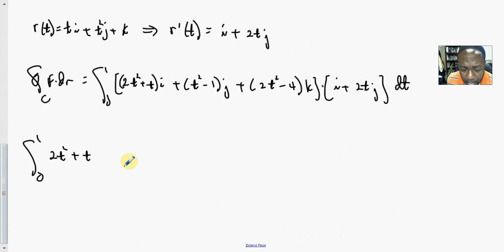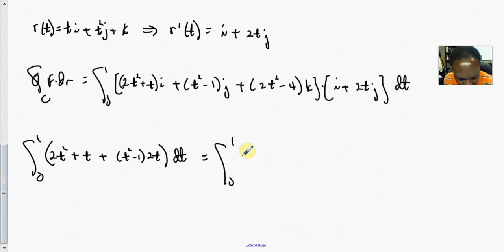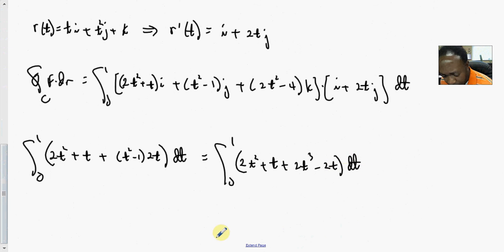And then the dot product of t squared minus 1 times 2t. So plus t squared minus 1 times 2t, the integral from 0 to 1. So we simplify this. This is 2t squared plus t plus 2t to the third minus 2t dt.